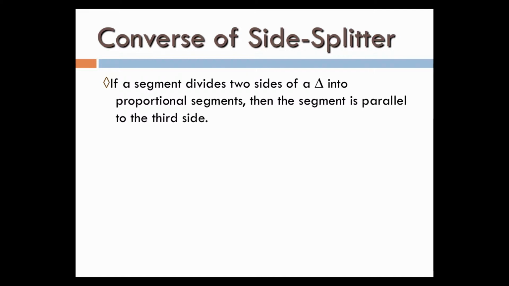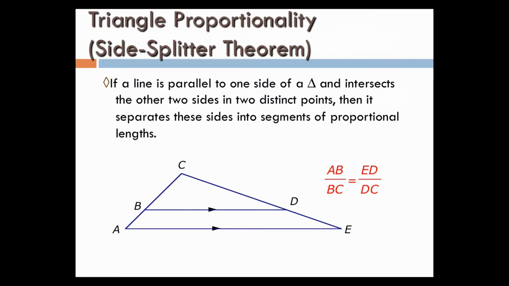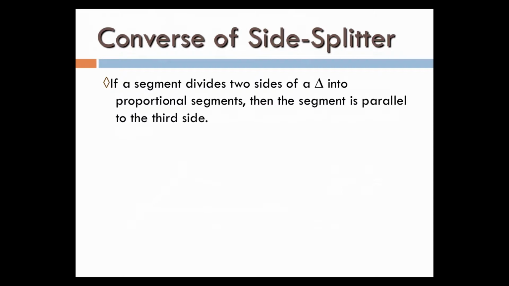The converse is just going backwards. So, real quick, in case you're having trouble with converse, we've got the parallel lines, which gives us the side splitter, and then the other one: if you have the side splitter, then you have parallel lines.